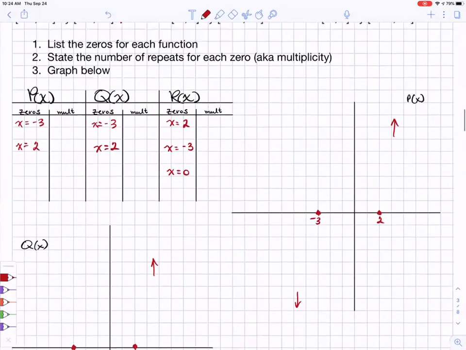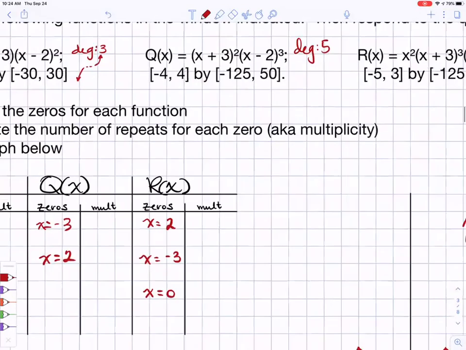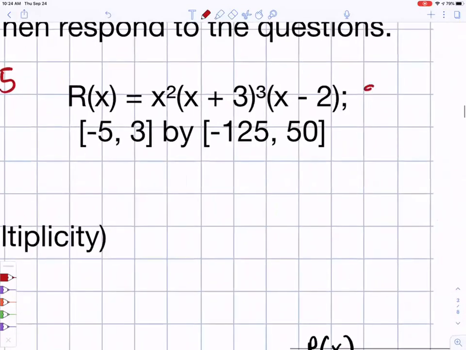All right, and then for r of x, what was your degree? Degree was 6. And again, when you think about your powers, you've got a power of 2, a power of 3, and an unwritten power of 1. And so an x squared times an x cubed times an x to the first is going to be an x to the 6th power.